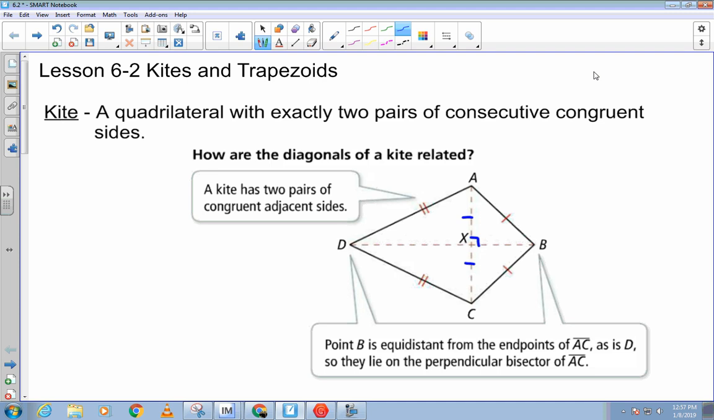Now, if you look at this one, this long one, is it bisected? No, because this is not equidistant. A is not equidistant. And so only AC is bisected in this case, whereas the other diagonal is not.